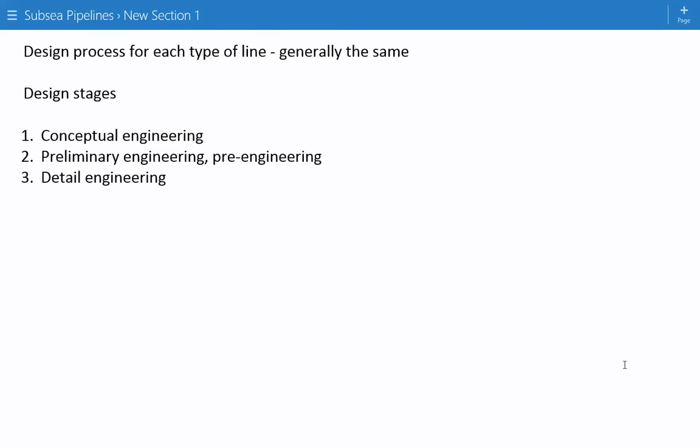A lot of times people also refer to conceptual engineering as something like pre-FEED, and preliminary engineering is sometimes referred to as FEED. FEED stands for front-end engineering design. And detailed engineering is just the final engineering phase.